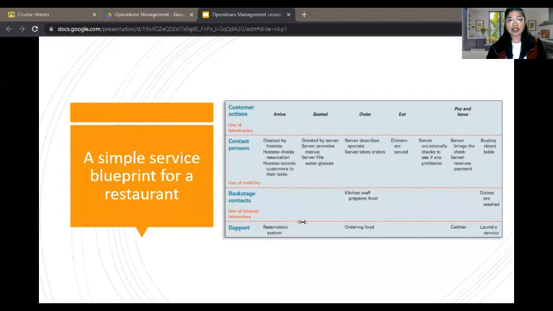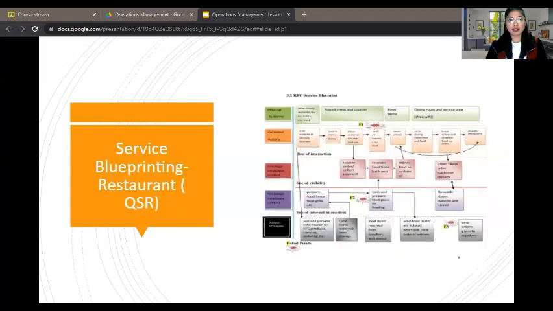also a simplified illustration. Typically, time estimates for actions and operations would be included. This is an example of service blueprinting for a restaurant, or quick service restaurant.